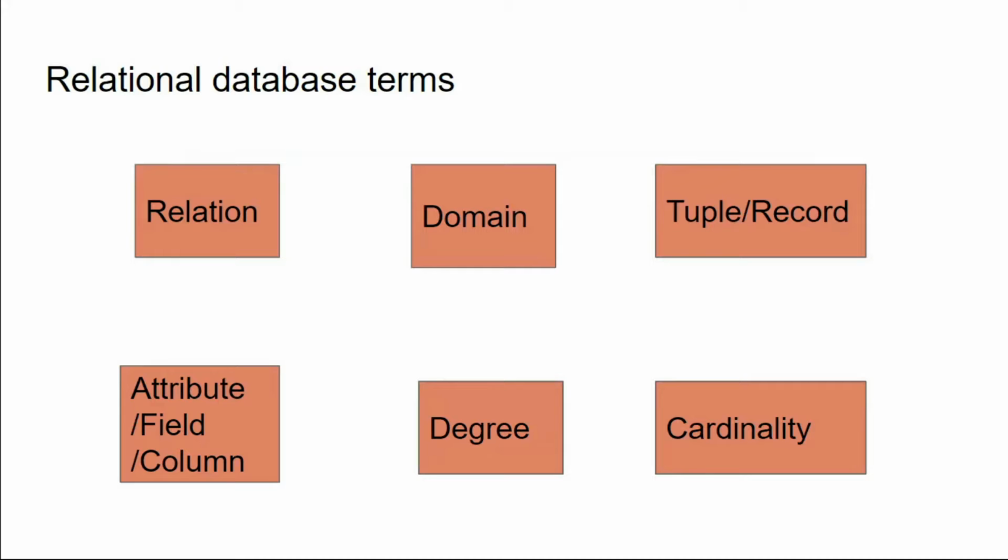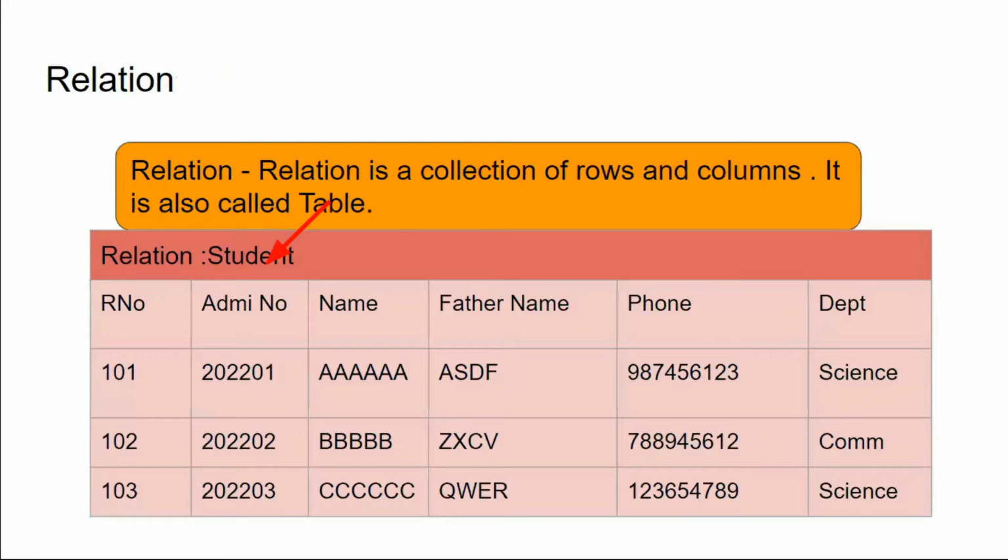The first one is relation. A relation is a collection of rows and columns. The rows and columns combination we call a table; technically, we call it a relation. Here, the vertical arrangement is called a column, and the horizontal arrangement is called a row. The combination of rows and columns is called a relation or a table.